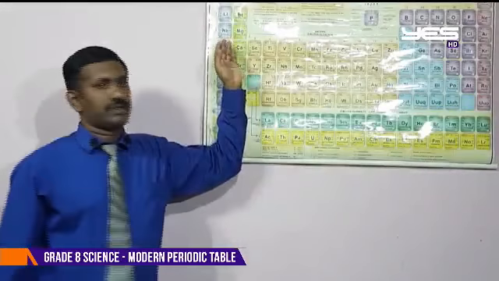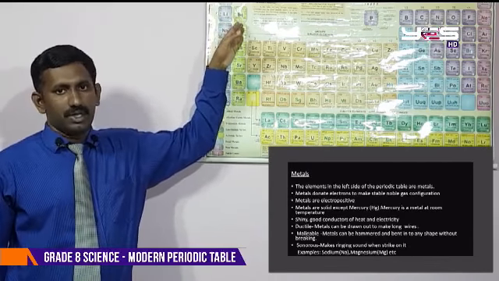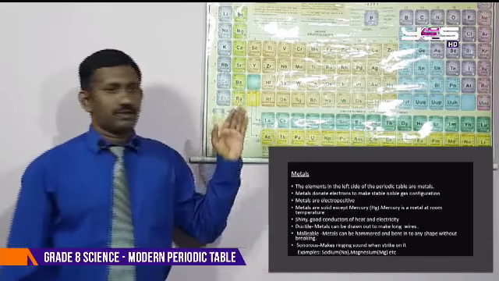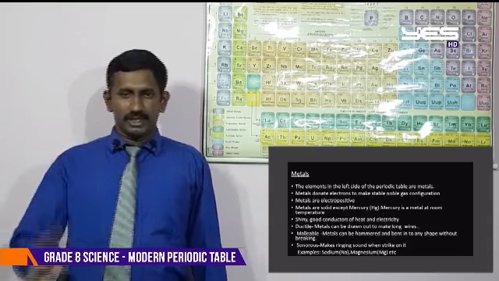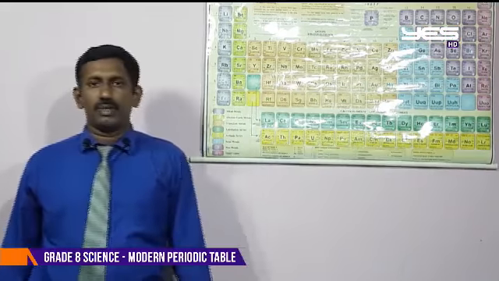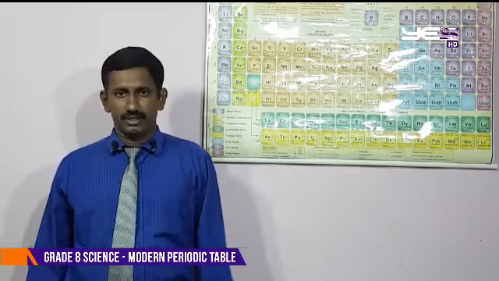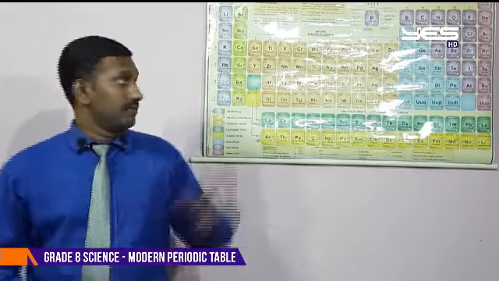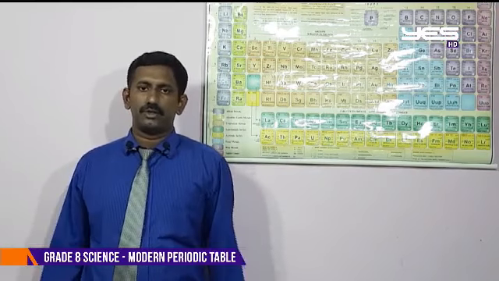The elements on the left side of the periodic table are metals. That means group 1 and group 2 elements are full of metals. Metals donate electrons in a chemical reaction, and they try to get the stable noble gas configuration. Why do elements take part in chemical reactions? Elements take part in chemical reactions for their stability. So if you take group 1 elements, all the group 1 elements contain how many electrons in their outermost shell?